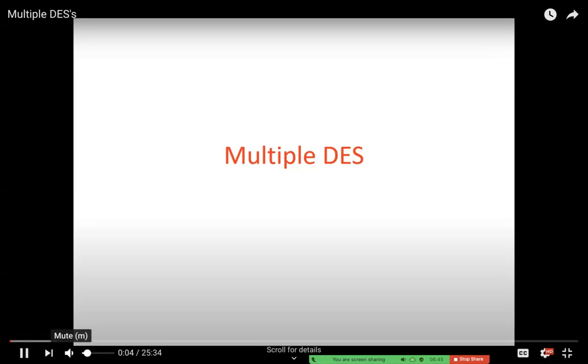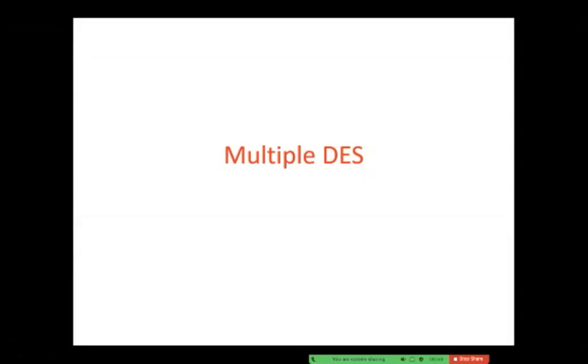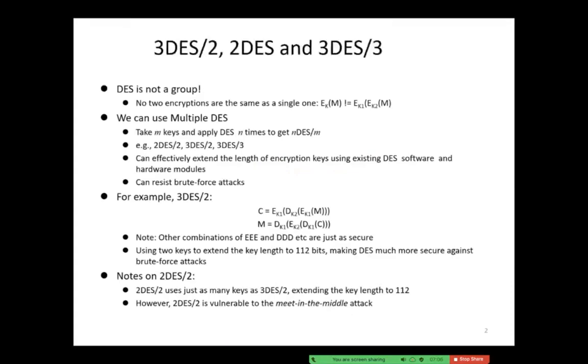Multiple DES was used starting from the late 1990s, after brute force attacks were successful in cracking DES. And the idea is to apply DES multiple times, either 2 times or 3 times.